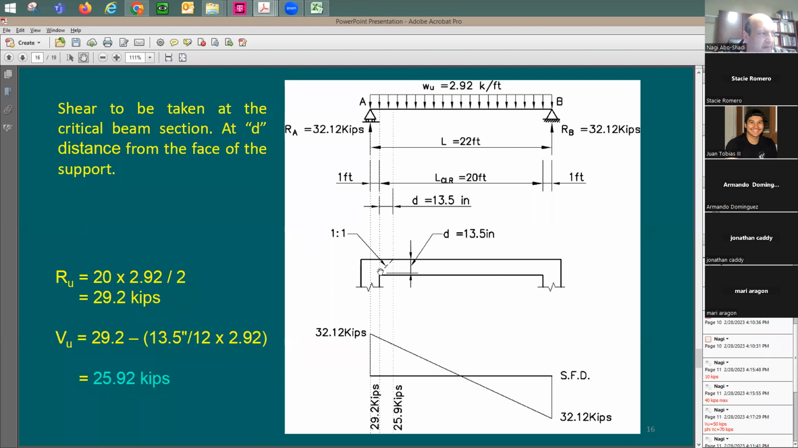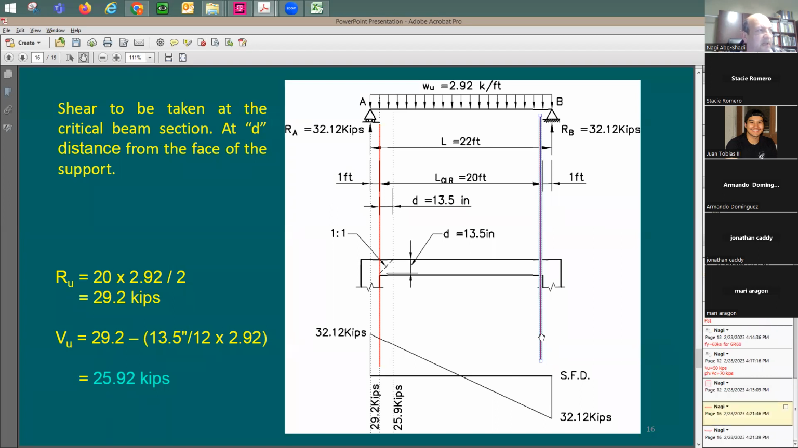Look at the column here. Here's a beam, two columns. So here's the center line, and the distance here is 22. Here's a column, here at this line. From face of column to face of column, if I draw another line here to this face of column, is 20 feet. This is what we call the clear span.